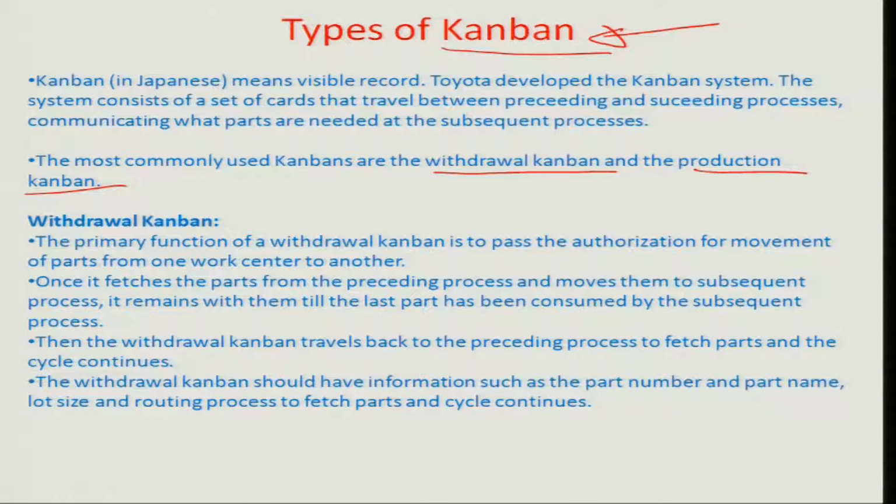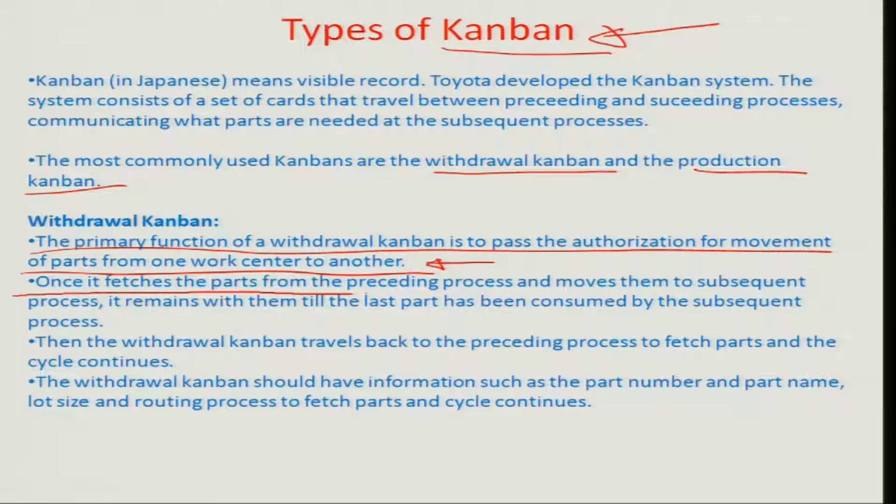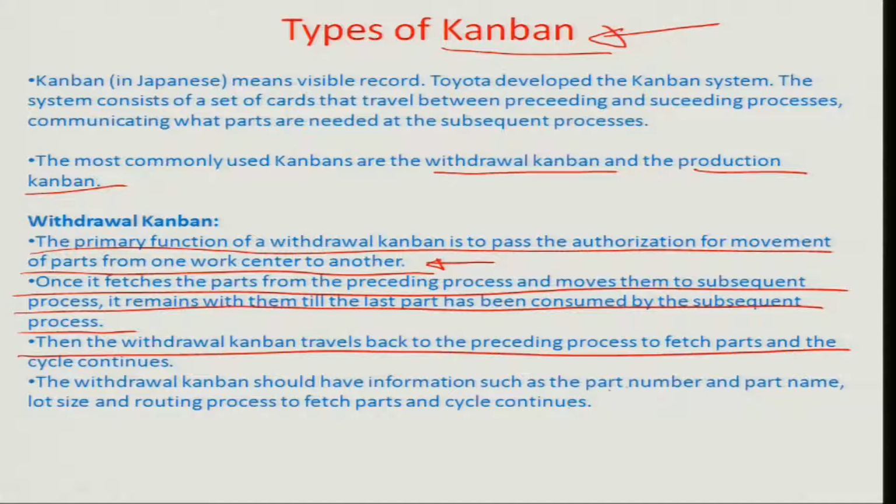So you can see that the primary function of a withdrawal Kanban is to pass the authorization for movement of parts from one work center to another. Once it fetches the part from the preceding process and moves it to the subsequent process, it remains with them till the subsequent process has consumed the part. Only when the consumption has happened does the withdrawal Kanban travel back to the preceding process to fetch an equal number of parts to those consumed in the succeeding process, and this cycle keeps on continuing.